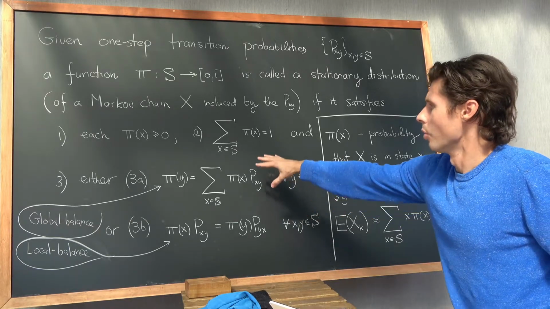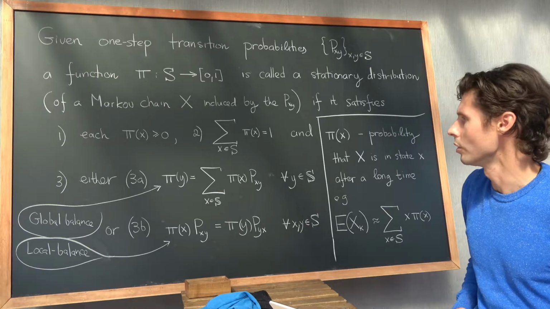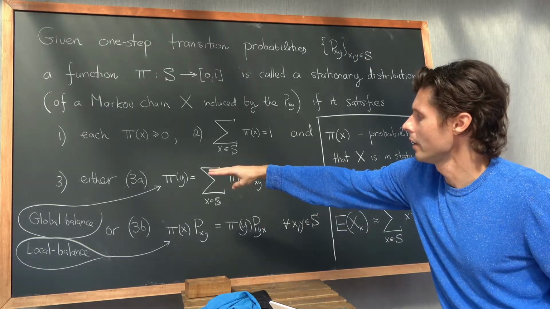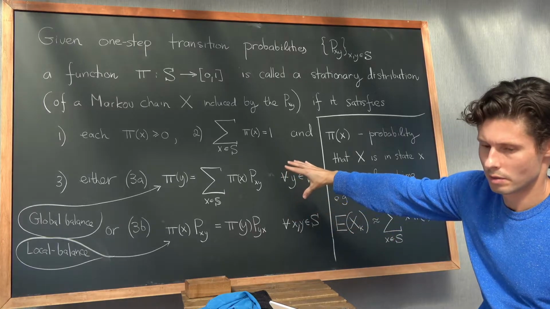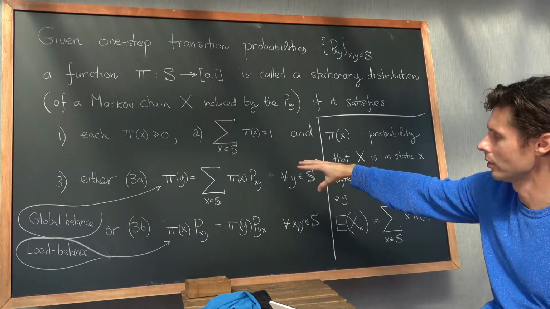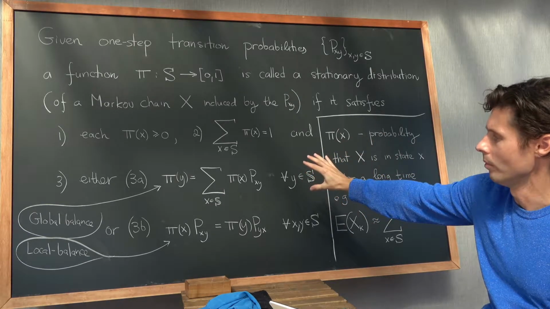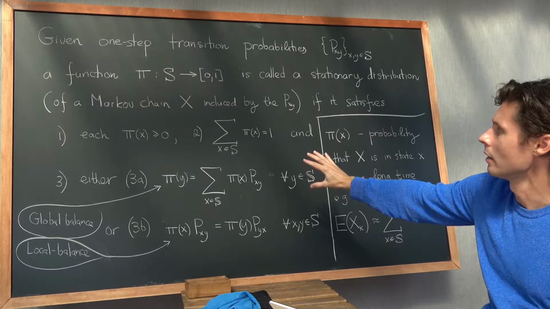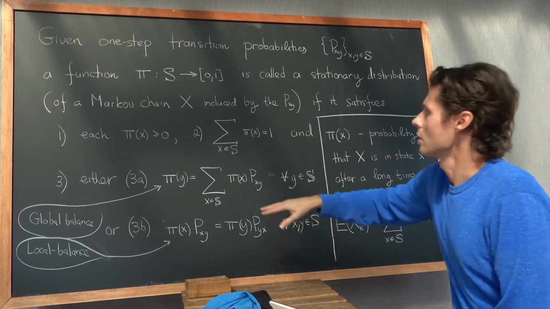And the more important condition is condition 3, which can take one of 2 forms, either 3a or 3b. You need to verify only one of these. No need to work on both, and in fact one of them implies the other, and we'll come back to it. As soon as you verify one of them, you know that pi is going to be a stationary distribution. So in fact the first condition may be dropped.